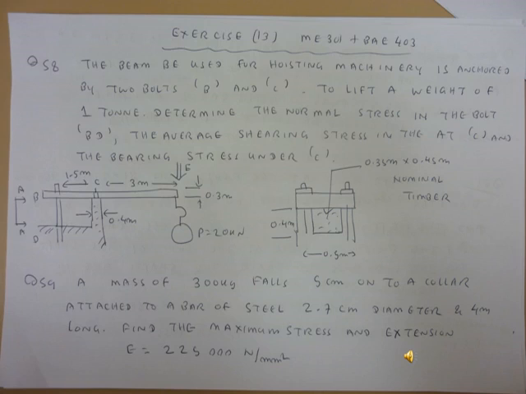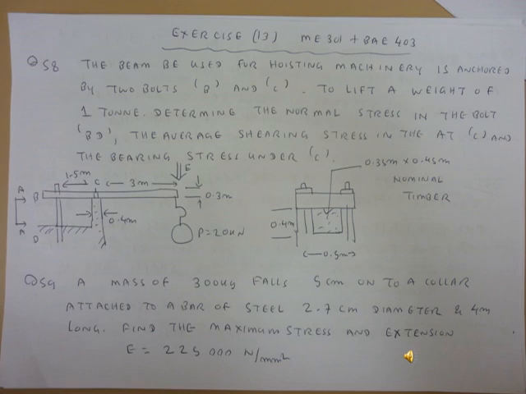So question number 58. The bin BE used for housing the machinery is anchored by two bolts B and C. To lift a weight of one ton, determine the normal stress in the bolt BD, the average shearing stress at C, and the bearing stress under C. So in this case, you see the diagram. There will be a 20 kilonewton weight being supported by the bar.